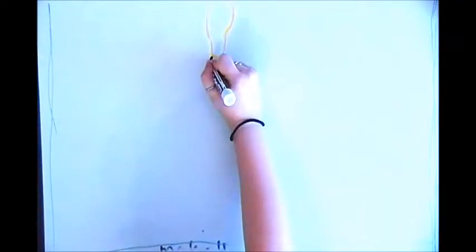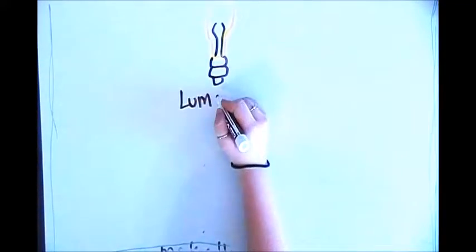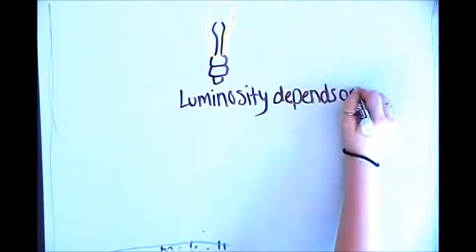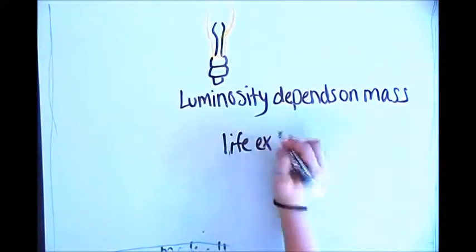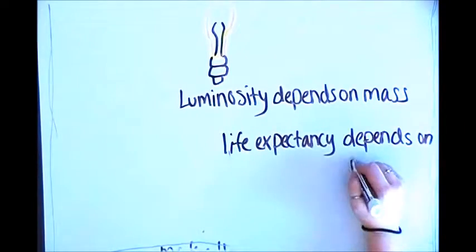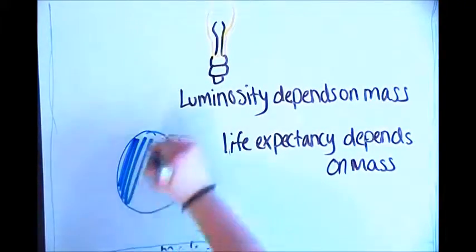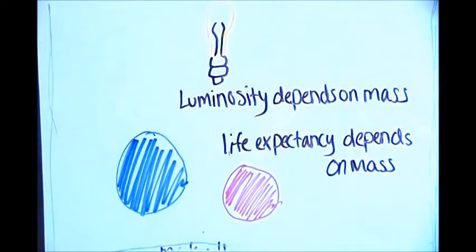Luminosity plays a major role in the lifespan of a star. A star's luminosity is all of the energy that is emitted by the star per unit time. As the luminosity of a star depends on mass, so does the life expectancy rely on mass. If a star is larger in size, then it is more luminous and more blue. If the star is smaller, like the sun, then it is less luminous and more red.